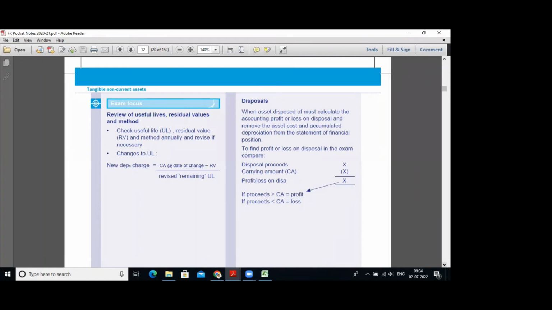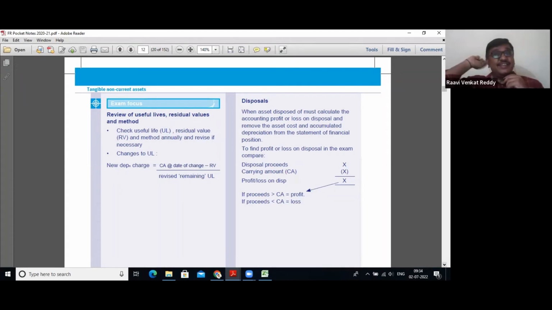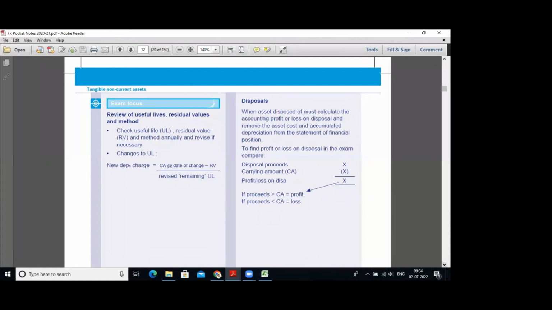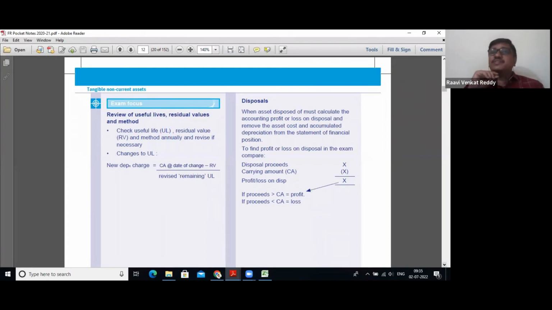Yes, sir. How can they use it? They can show the disposal proceeds are more than the carrying amount. They can show the loss. Is it loss or profit? No, no, it is profit, but they'll show it as a loss. Correct. As he rightly mentioned, suppose I take the same bank example.